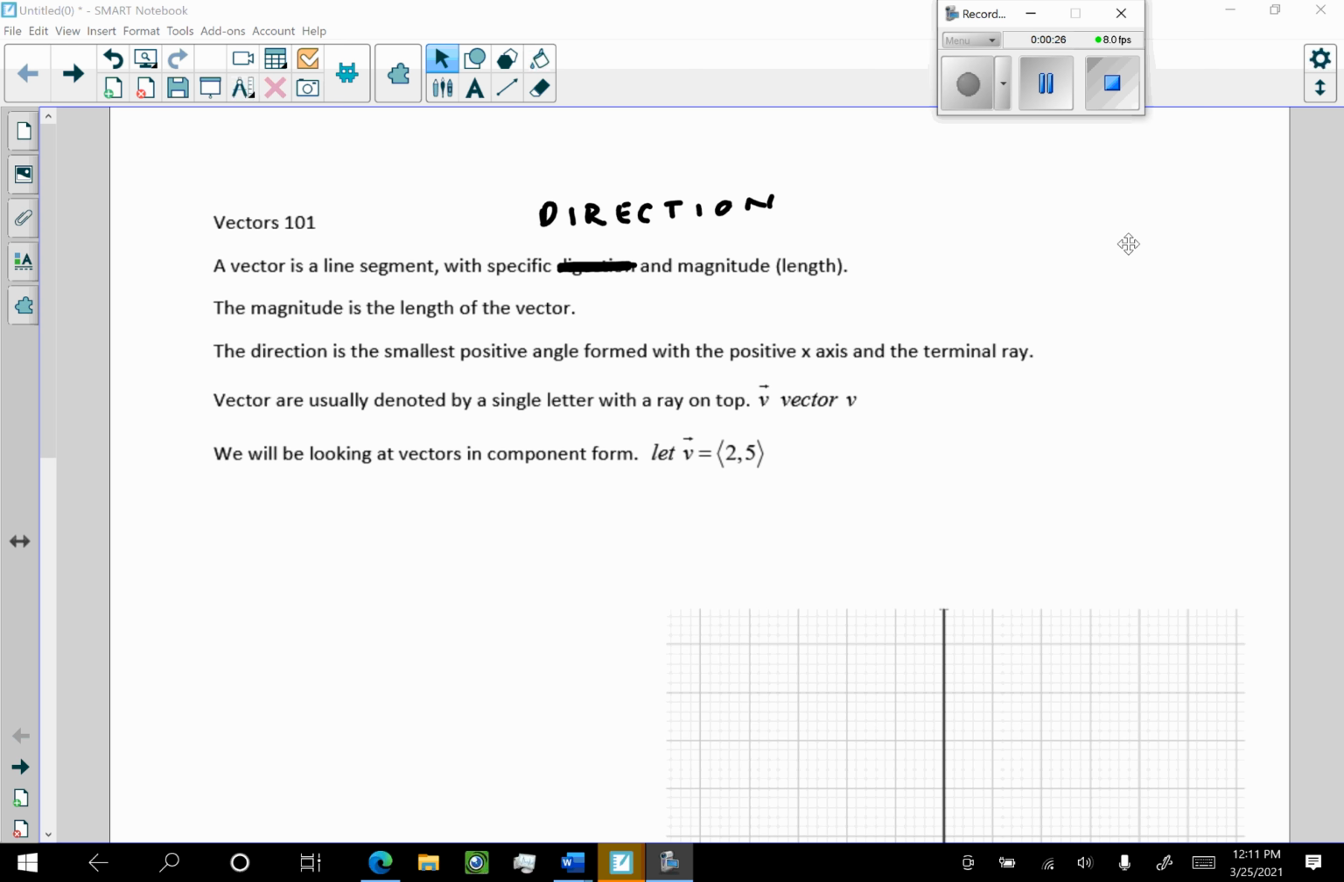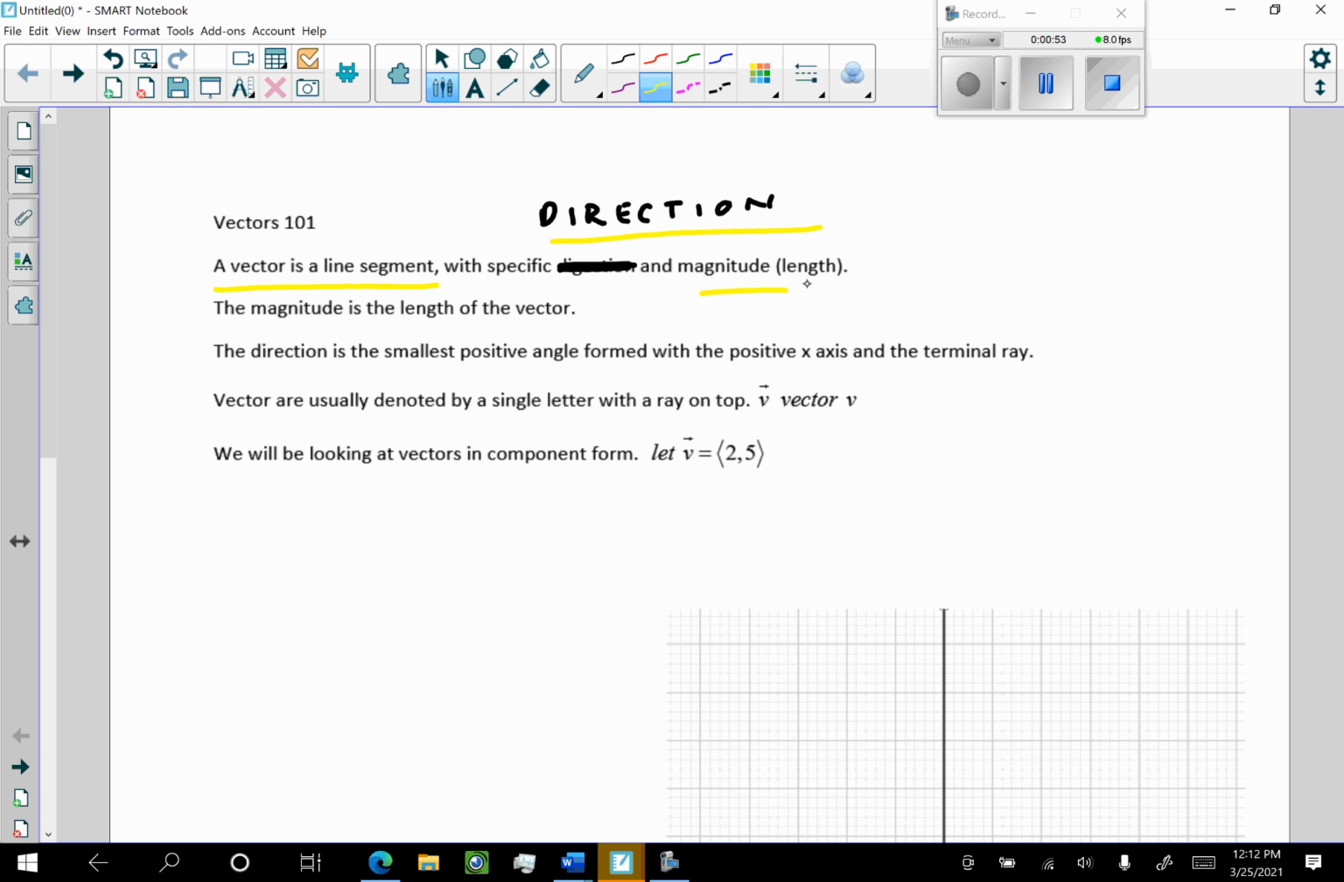A vector is a line segment with specific direction and specific magnitude. The magnitude is the length of the vector. The direction is the smallest positive angle formed with the positive x-axis and the terminal ray. And I will demonstrate that here in a moment.